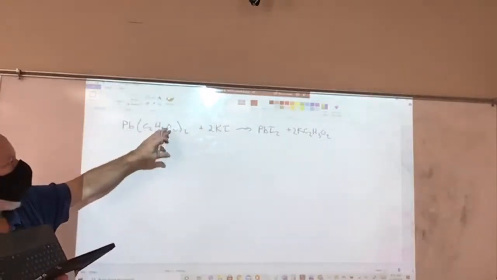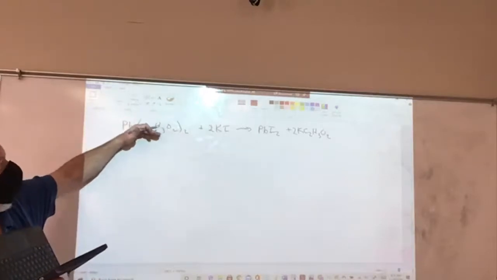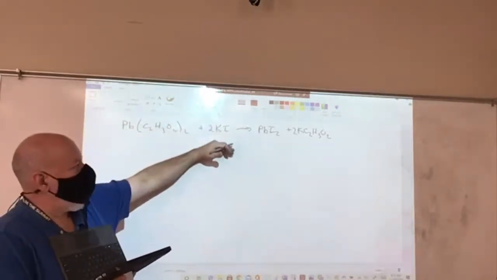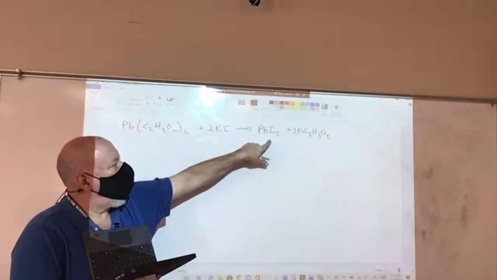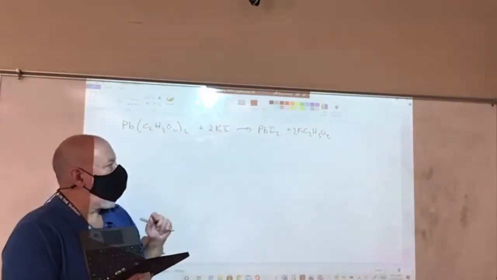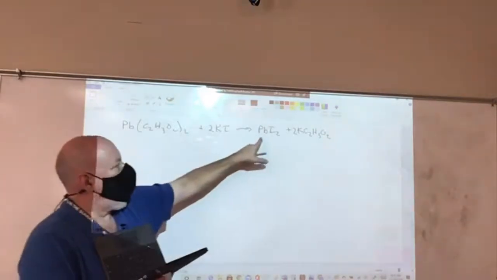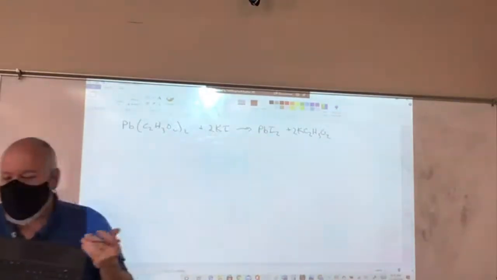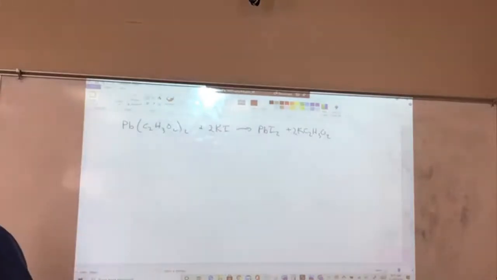Now, because I'm a company, we want to create a product. If I use a number of grams of this and a number of grams of this, I want to know how many grams of this I'm supposed to get. Why might I want to know how many grams of that I'm supposed to get? Yeah. So you can sell the same amount every single time, you get the same amount of money.